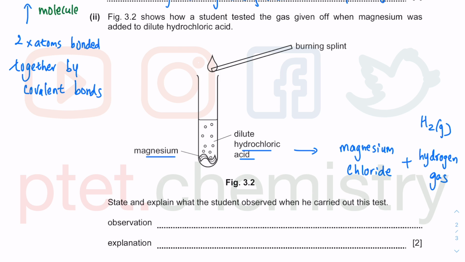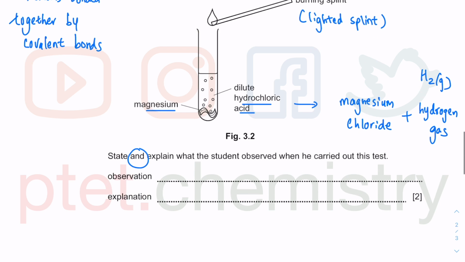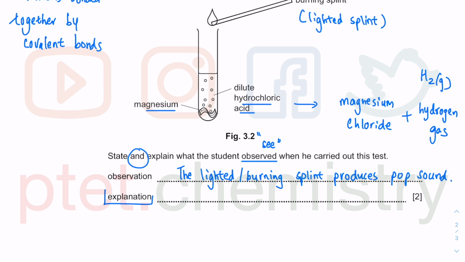And you use a burning splint. A burning splint is the one where the flame is still going on. You also call this a lighted splint. The other name for burning splint is just a lighted splint. State and explain what the student observes. Observe means what do you see? So what we see is that the lighted, or you can say the burning splint burns with a pop sound, or it produces a pop sound. This is characteristic of hydrogen gas being produced. They are asking you for an explanation. So that means hydrogen gas is produced, hydrogen gas is present. That is the explanation.